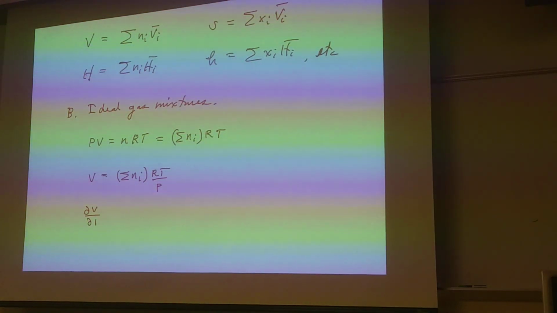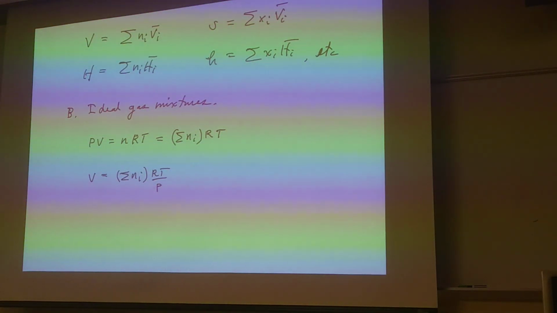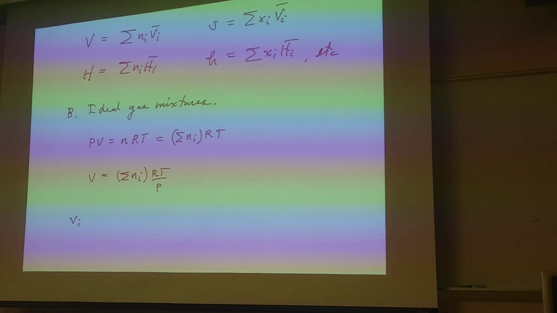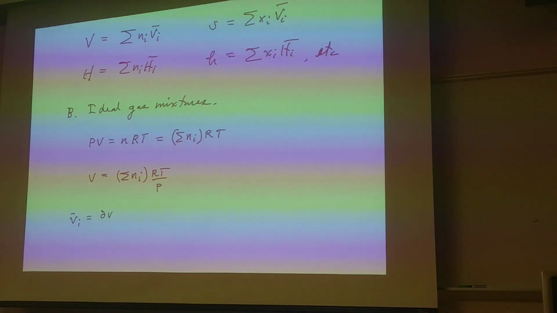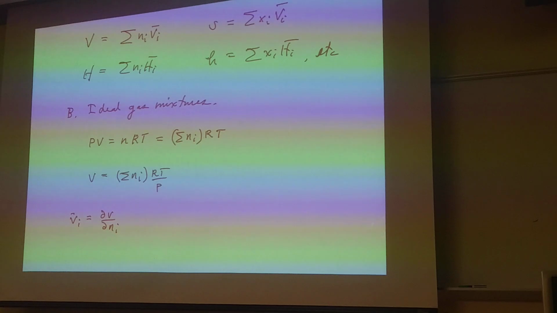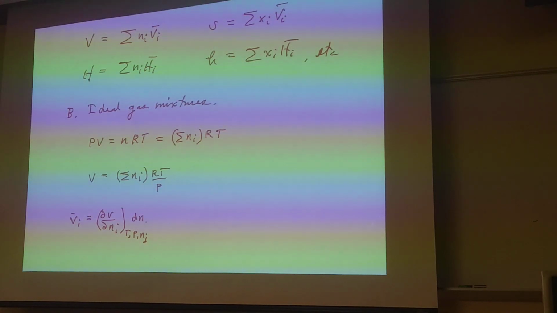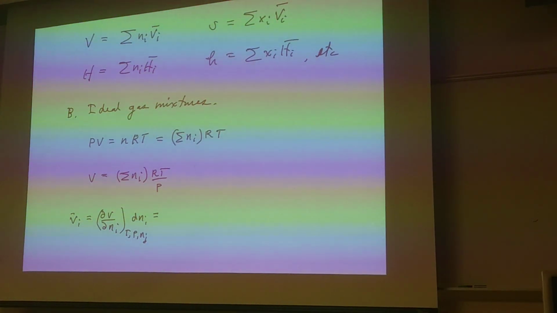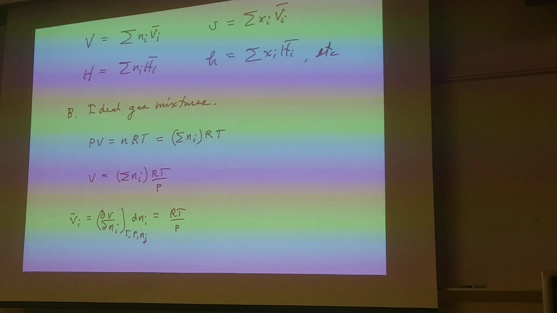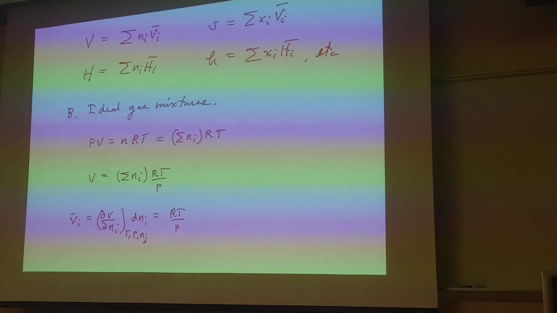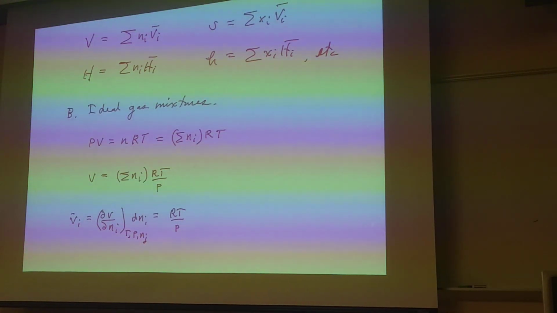Well, I'm going to do it for V_i, some particular V_i. And if I look up here and do the differentiation, RT over P is just a constant. And the derivative of the sum of these mole numbers with respect to one of them, we can see is just going to be equal to 1.